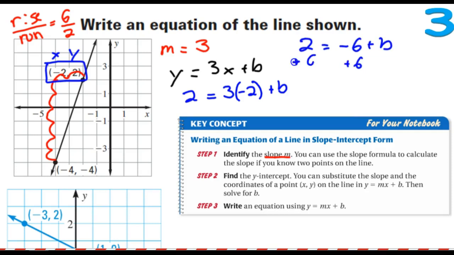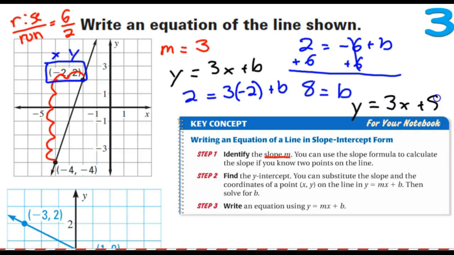Plus 6 on both sides. 2 plus 6 is 8 equals b. So our b equals 8, so our equation then is y equals 3x plus 8.